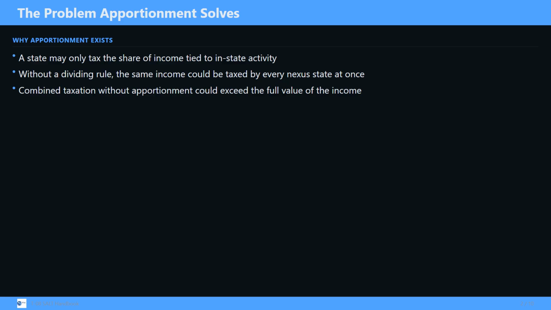Here is the core issue. If a business has nexus in several states, each state only has the right to tax the portion of income tied to activity inside its own borders, not the company's entire income. Without a rule for splitting that income up, the same dollar could get taxed by state after state, and the combined tax bill could add up to well over 100% of the income involved. Apportionment is the mechanism states use to avoid exactly that outcome.